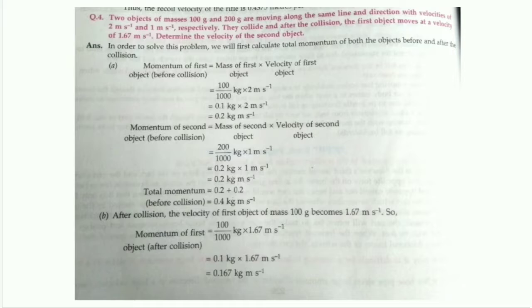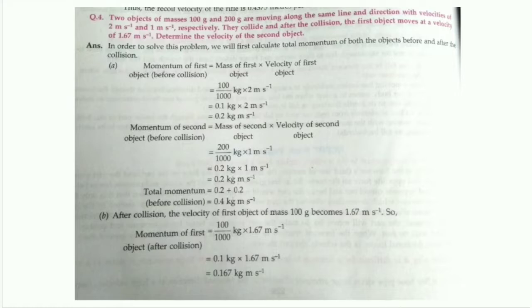So here, first of all, we find out the momentum of the first object before collision using the formula mass into velocity. Here, the 100 grams is converted into kg by dividing by 1000. And so, the momentum we get of the first object is 0.2 kg meter per second. Next, we find out the momentum of the second object before collision. Here again, we use mass into velocity, and the 200 grams is converted into kg by dividing by 1000. And the answer we get here is 0.2 kg meter per second.